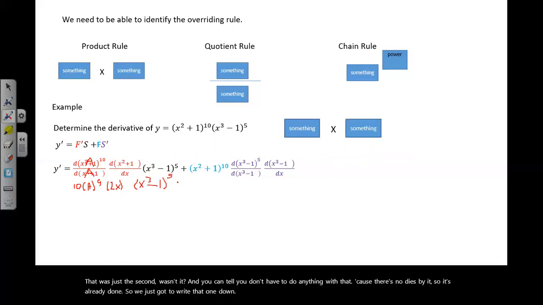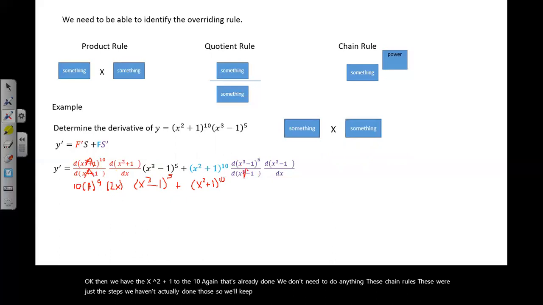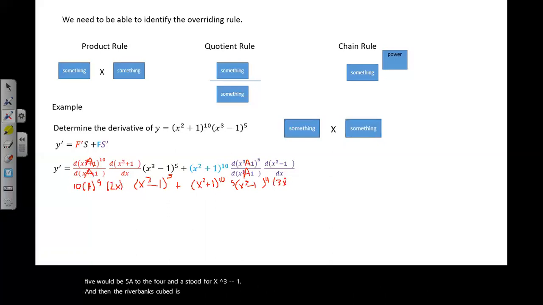Okay, then we have the x squared plus 1 to the 10. Again, that's already done. We don't need to do anything. Oh, these chain rules, these were just the steps. We haven't actually done those, so we'll keep going. Derivative, could make that an a if I want. Derivative of a to the 5 would be 5a to the 4. And a stood for x cubed minus 1. And then derivative of x cubed is 3x squared.